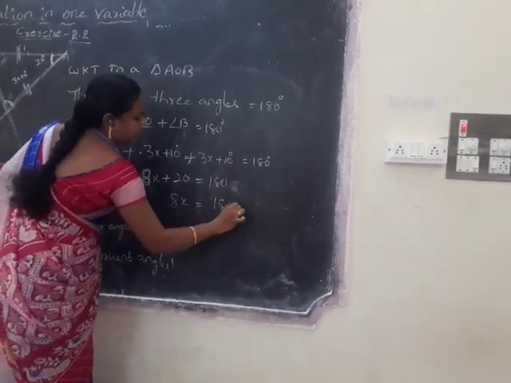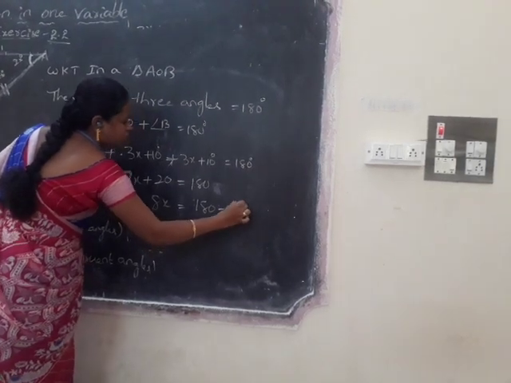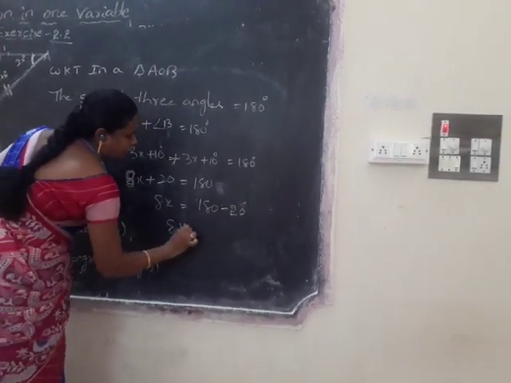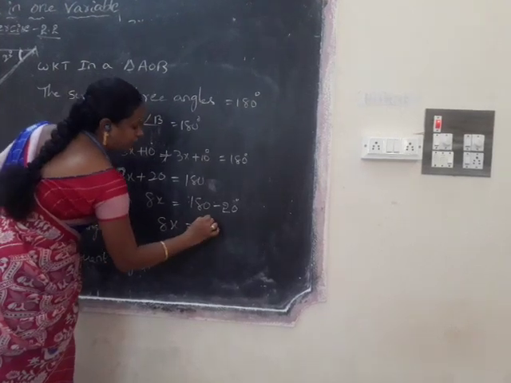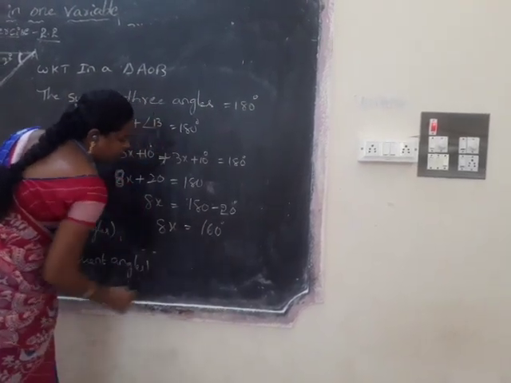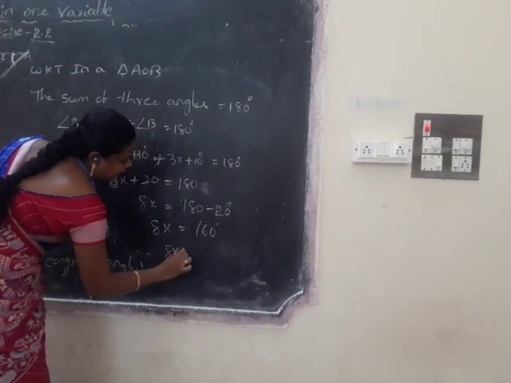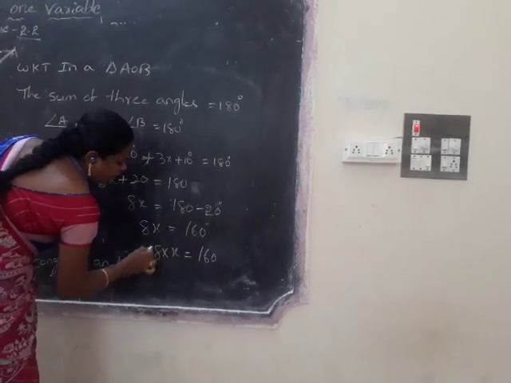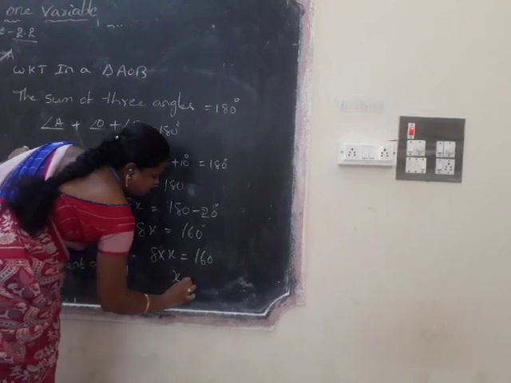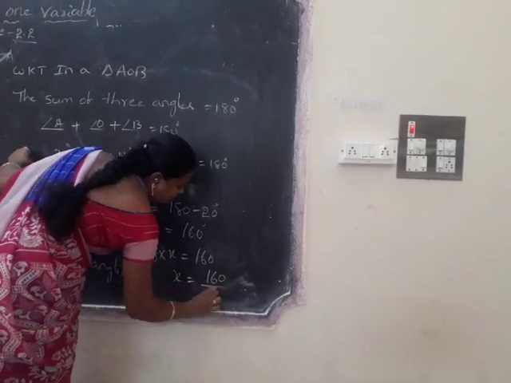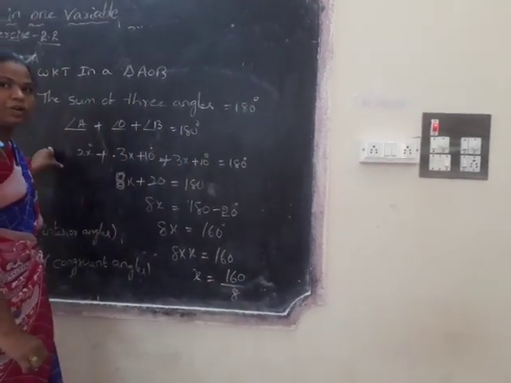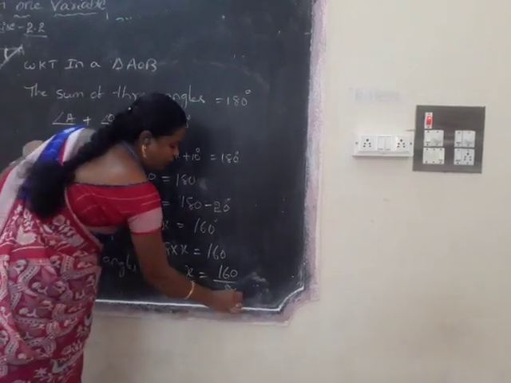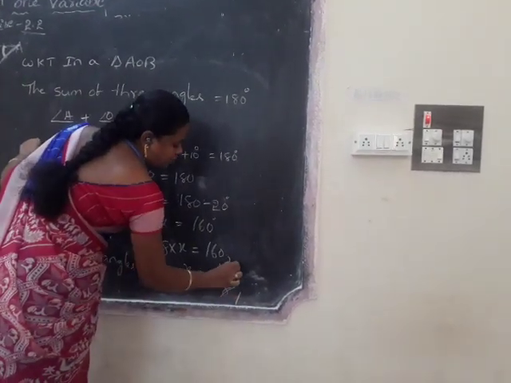Plus 20 transposes, we get minus 20. Here 20 subtracted from 180, we get 160 degrees. Next 8x, we can simply write 8 into x. Here multiplication of 8 transposes to division. Okay students, 8 ones are 8, 8 twos are 16.